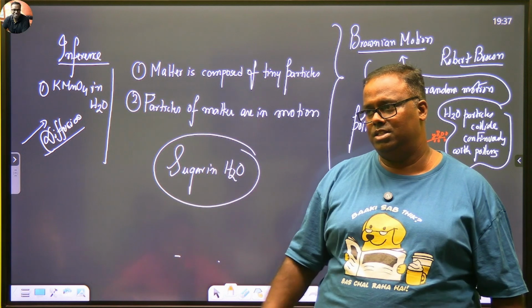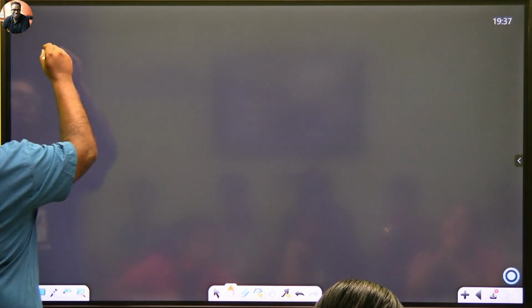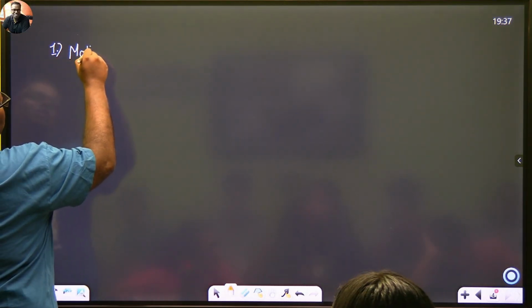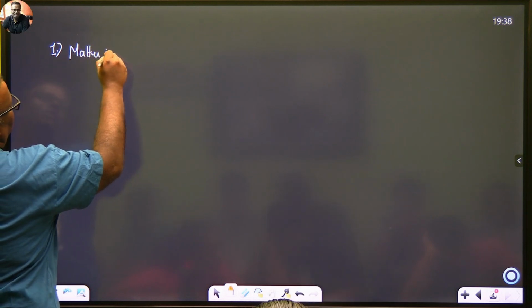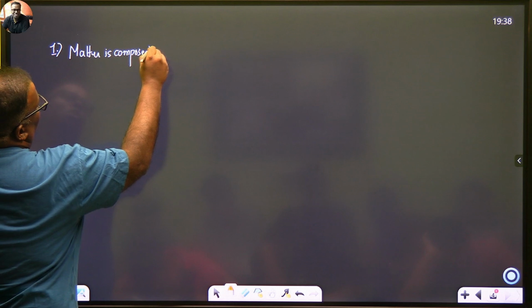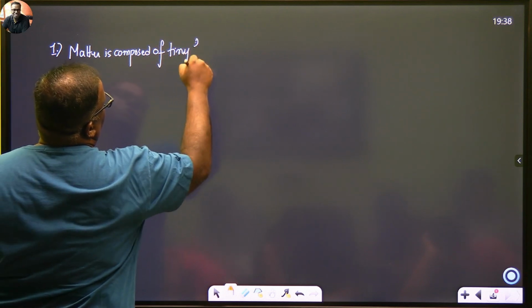वाटर पार्टिकल्स. ये पूरा कहानी से हम कुछ और conclusion भी draw करेंगे. आइए, ये बड़े important conclusion हैं. Number 1, matter, बार बार लिखिए, is composed of tiny particles.